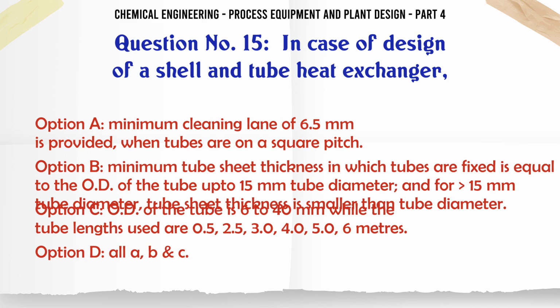B) Minimum tube sheet thickness in which tubes are fixed is equal to the OD of the tube up to 15 mm tube diameter, and for tube diameters above 15 mm, tube sheet thickness is smaller than tube diameter. C) OD of the tube is 6 to 40 mm, while the tube lengths used are 0.5, 2.5, 3.0, 4.0, 5.0 meters. D) All of A, B and C.